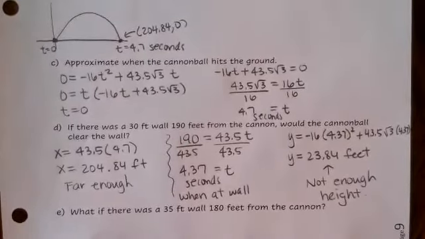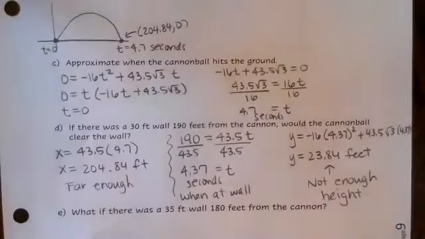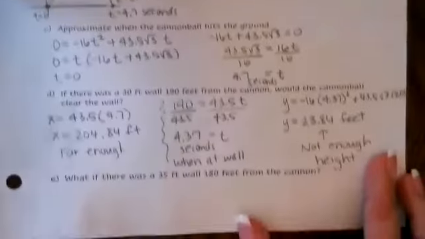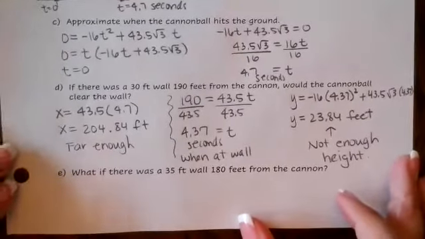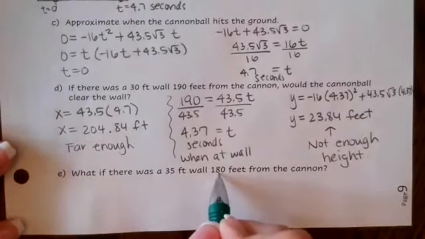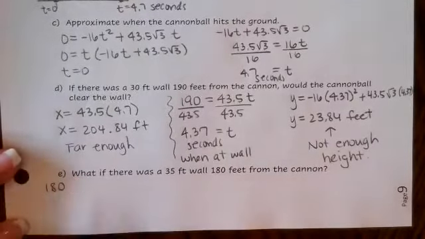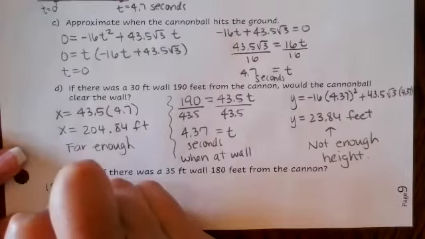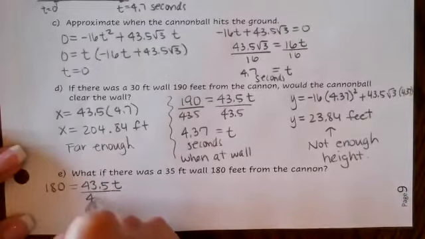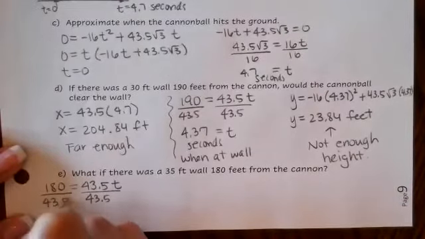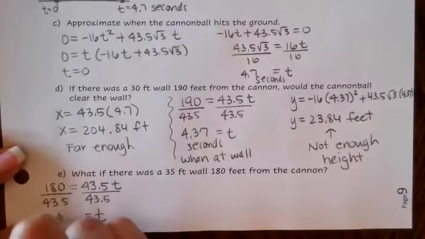All right, the last question says, what if there was a 35-foot wall 180 feet from the cannon? So this is a different scenario. We're looking at 180 feet from the wall. So we do that same process again. So if you want to pause, try this one on your own and check it. So 180 feet from the wall, I need to check where that is horizontally. So I put 180 for my x value, and that is 43.5 times t. I'm going to divide by 43.5. And I get that the time there would be 4.14 seconds.